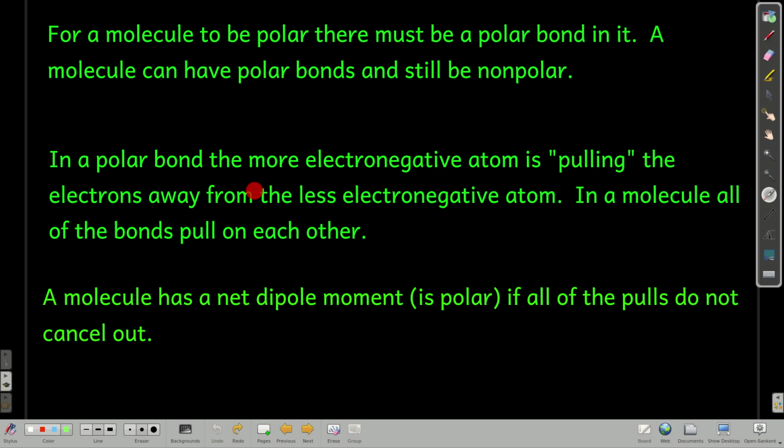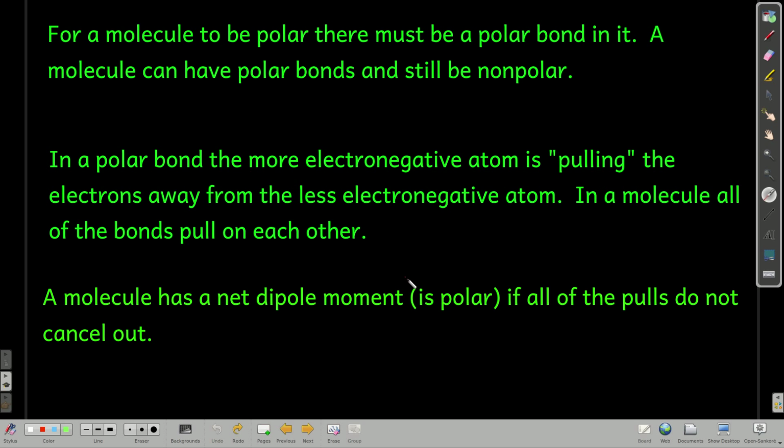Now remember, when you have a polar bond, the more electronegative atom, we can think about it as pulling the electrons away from the other atom, creating a dipole, a positive end and a negative end. Now what happens in a molecule is that all the bonds are pulling against each other. They're all shifting those electrons around. And if the net result of that is that the electrons are shifted one way or the other, then there's a positive part and a negative part, and it's a polar molecule. There's a net dipole moment.